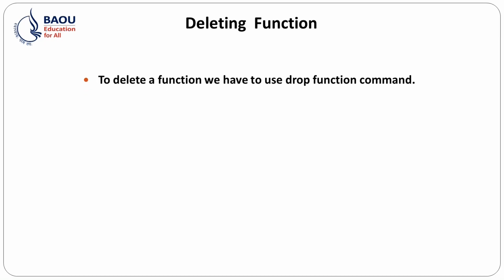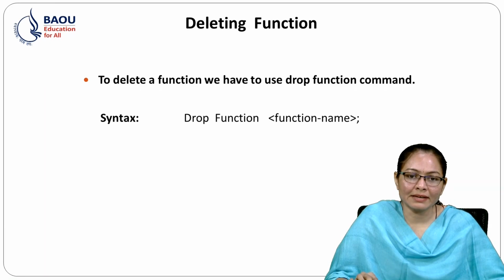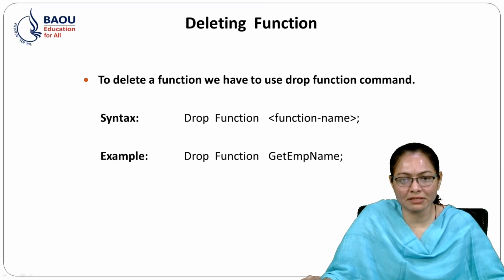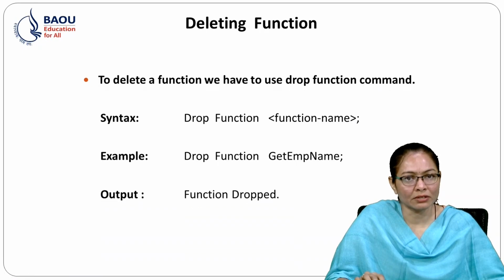Now, how to delete or drop the function. To delete the function, we have to use drop function. The syntax is drop function, the function name, and then a semicolon. Example: drop function get employee name. Only the function name is written here. Now, drop function, then the function name, get employee name, and then a semicolon. It will drop the function permanently. It will delete it. So the output is "function dropped".